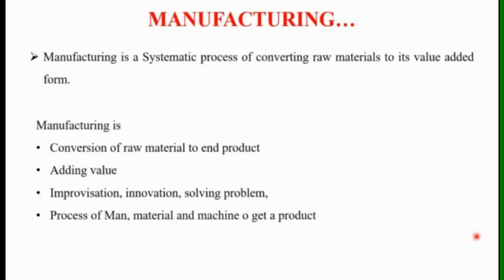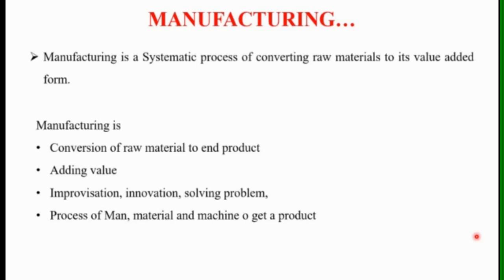Now, industrial manufacturing. Manufacturing is the systematic process of converting raw materials to their value added form. A manufacturing system may be a series of interrelated activities and operations involving design, material selection, planning, production, quality assurance, management, and marketing of discrete consumer and durable goods. These are the activities that come under manufacturing systems.